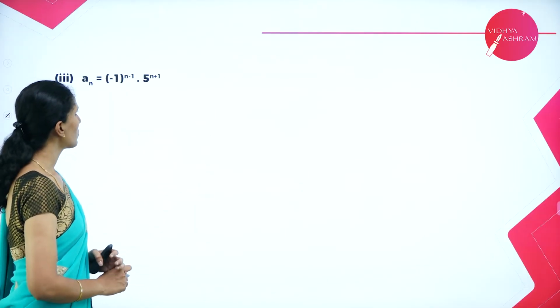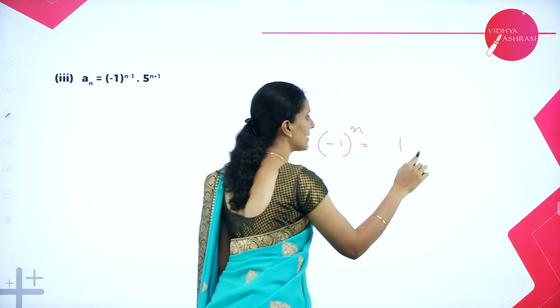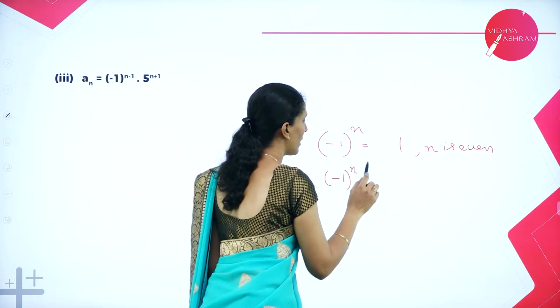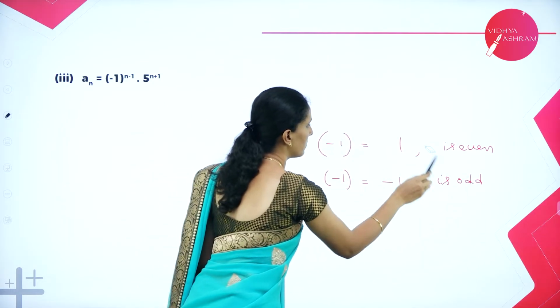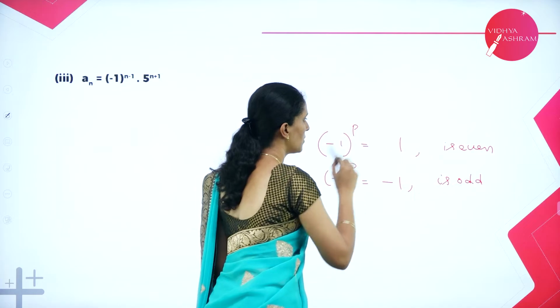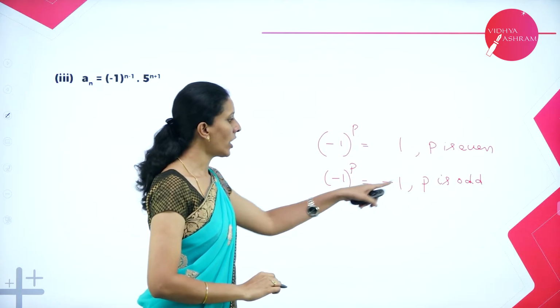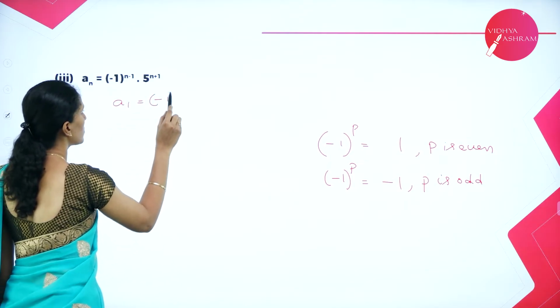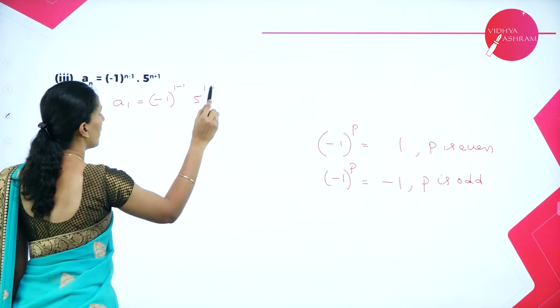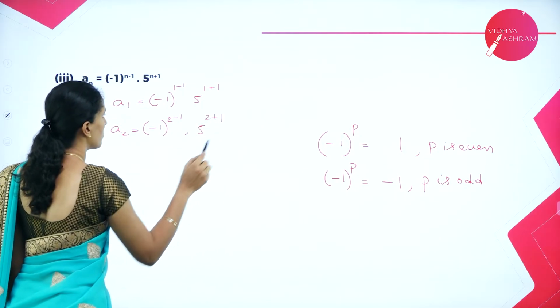Next, an is equal to minus 1 whole to the power n minus 1, 5 to the power n plus 1. So remember that minus 1 to the power n will be 1 if n is even, and minus 1 whole to the power n will be minus 1 if n is odd. Or I can write any power, so I'll write here p. So p represents the power. If p is even, then you can write minus 1 to the power p as 1. If p is odd, then you can write it as minus 1. So let's see now. a1 is minus 1 whole to the power 1 minus 1, 5 to the power 1 plus 1. a2, minus 1 whole to the power 2 minus 1, 5 to the power 2 plus 1.